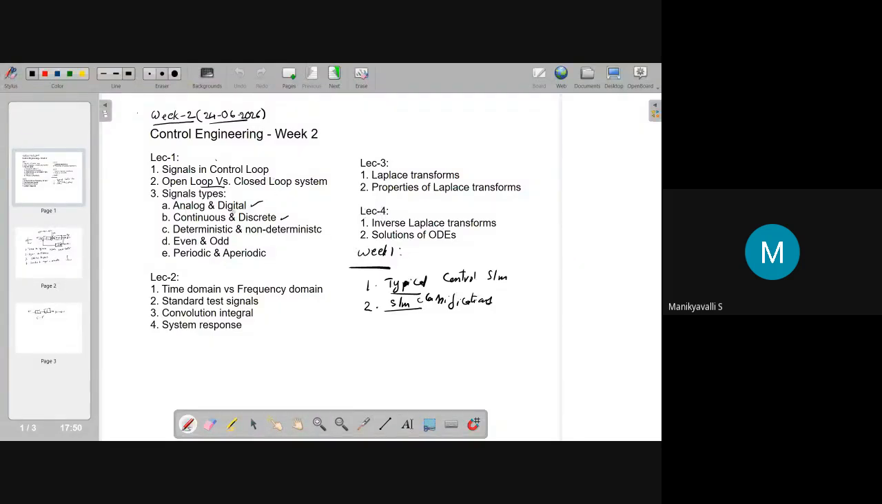We also learned about the different signal types. Currently, I'm not looking at these. All are basic definitions, which you can go through already.